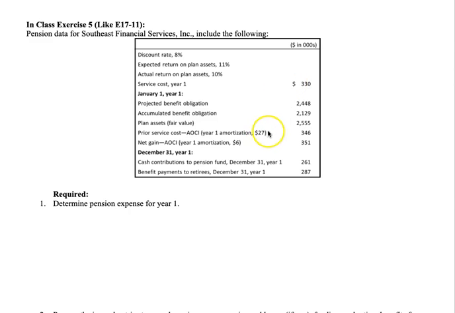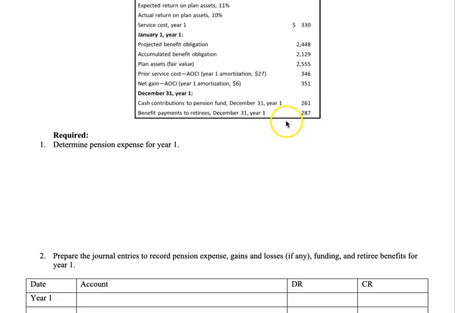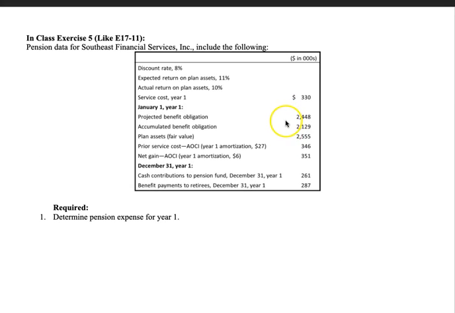5 is a little bit different, and that's asking for the full pension entry. So here in 5, we're actually going to calculate the pension expense, the projected benefit obligation, and the plan assets. Okay? So, pension data for Southeast Financial Services included the following.